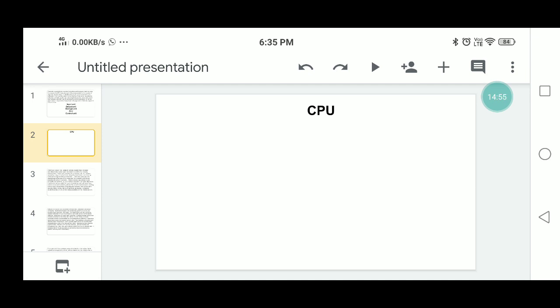Then next, coming to the computer system environment. What is the major role of the computer system environment? The first one is the traditional environment, then the client server environment, then the peer to peer computing environment, and then web based computing.